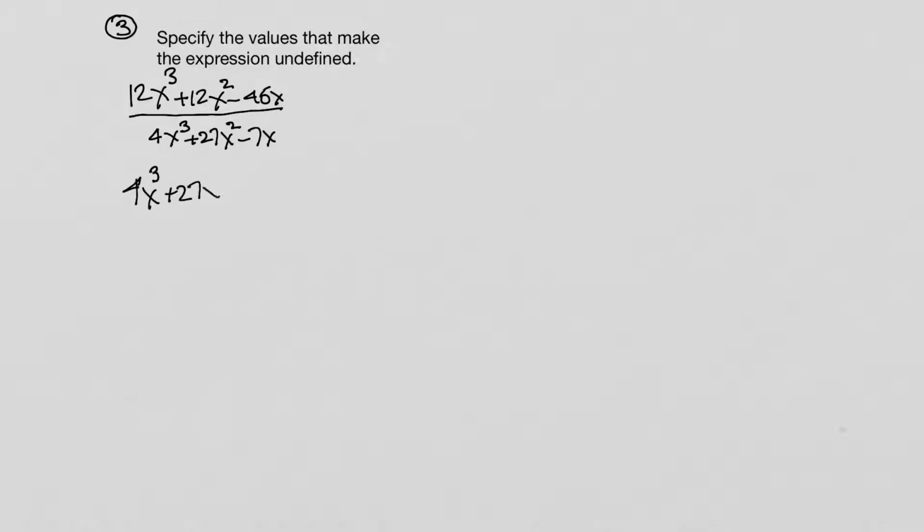So 4x squared plus 4x cubed plus 27x squared minus 7x. What's going to make this 0? Well, let's factor it. We can factor out an x, right? There's an x in each term, so let's take that out. So we'll take out the x, and then what we're left with is 4x squared plus 27x minus 7 equals 0.